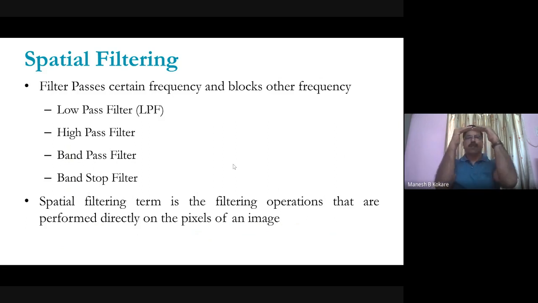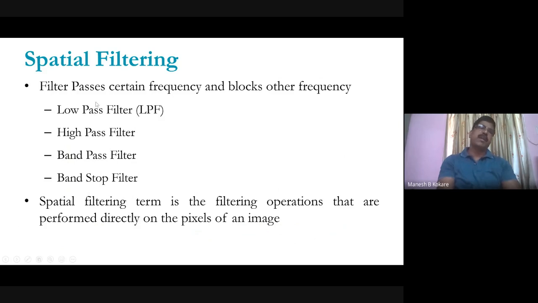In the case of a band pass filter, there are two cutoff frequencies, fc1 and fc2. Between fc1 and fc2 this filter will pass the frequencies. Below fc1 and above fc2 all those frequencies will be blocked. So this is called a band pass filter. And in the case of a band reject filter or band stop filter, it is exactly the opposite of the band pass filter. Between fc1 and fc2, all those frequencies will be blocked, and below fc1 and above fc2, all those frequencies will be passed. So this is called a band stop filter.